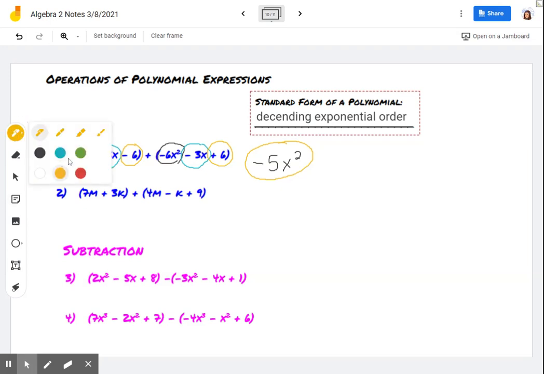So let's go down and take a look at the next one. Again, if you want to pause the video at any point, try them on yourself, just go right ahead. And then you can always review so you know what your answers are.